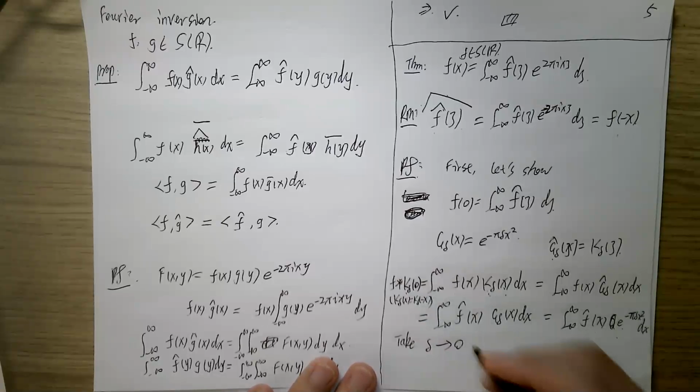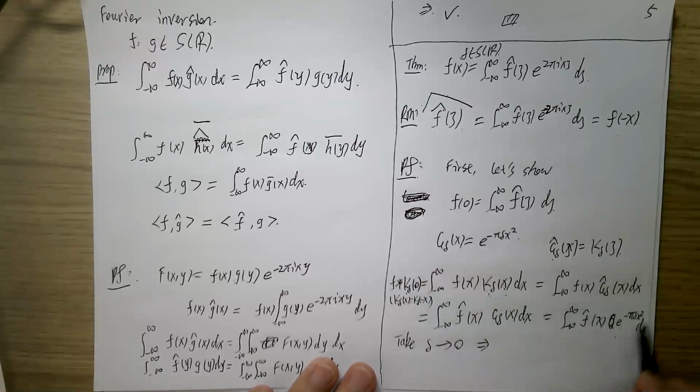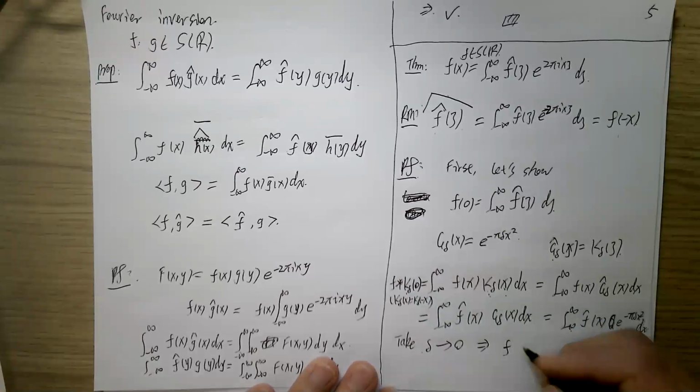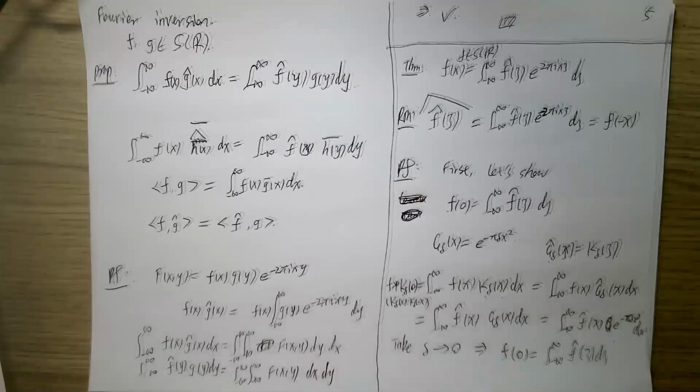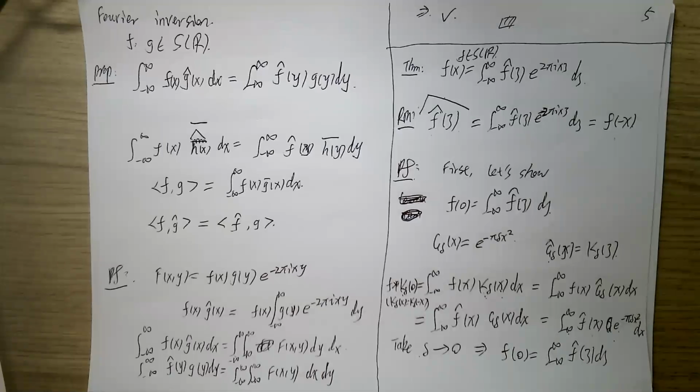Which means you can switch the limit and the integration. So what you'll get is f(0) equals the integral of f hat of ξ dξ. Okay? Is that clear? Any question?